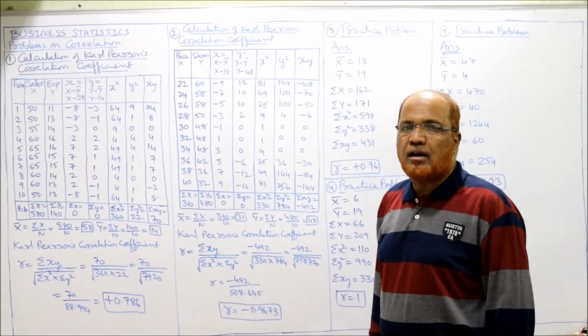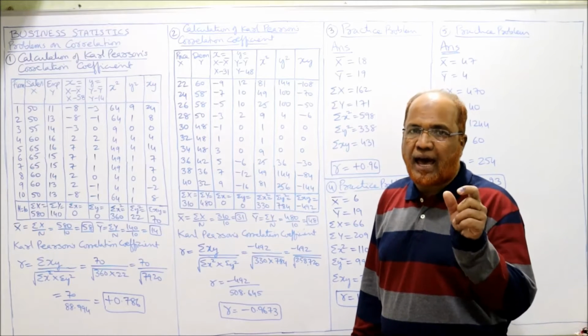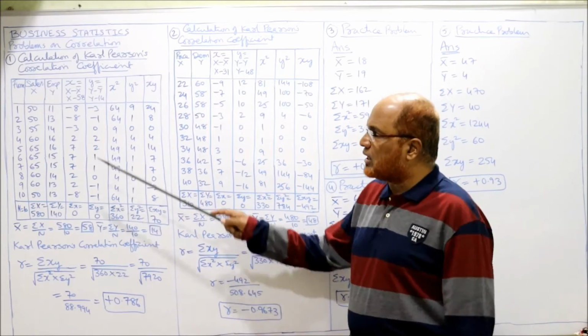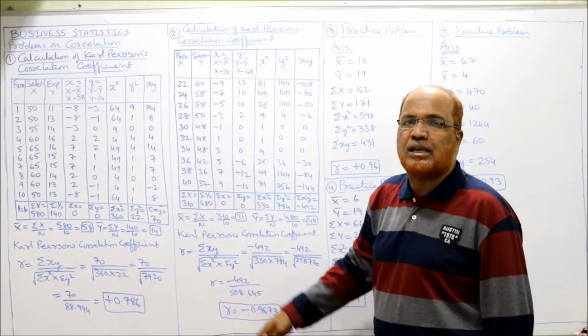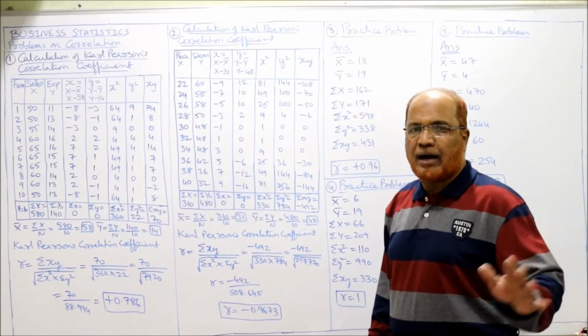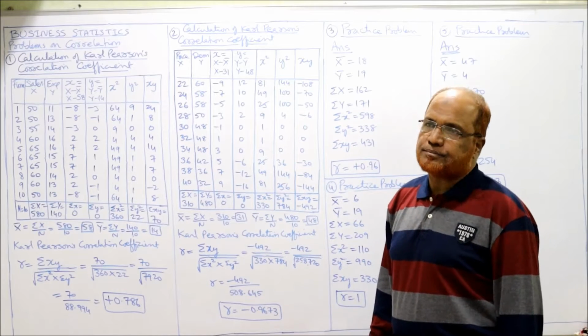ये 0 कब आएगा? When deviations are taken from actual mean. ये 0 आ गया, confirmed. We are confirmed that whatever values we have taken here are absolutely right. Now we can go ahead. अब green signal है, अब आगे बढ़ा सकते हैं, squaring कर सकते हैं.